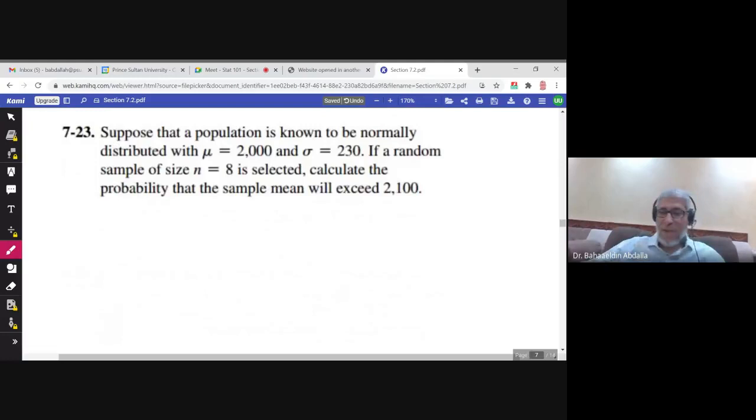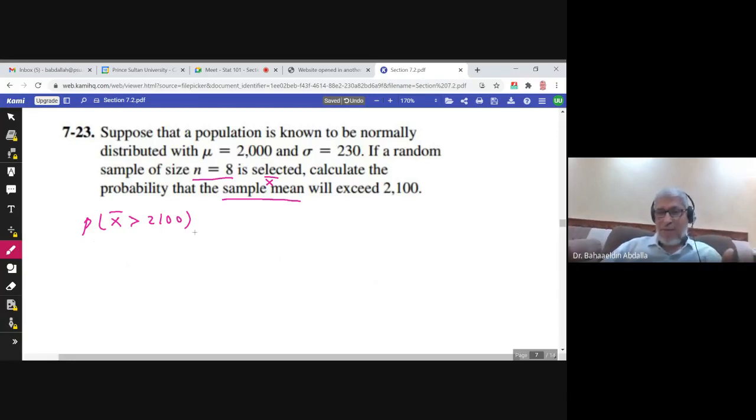The last example today. Suppose that a population is known to be normally distributed. Mu is given, sigma is given. If a random sample of size 8 is selected, calculate the probability that the sample mean, that's X bar, will exceed, will be more than 2,100. So this is the probability we need to find. This is X bar, remember, not a usual X, it is X bar. So how do we find the probability of X bar?